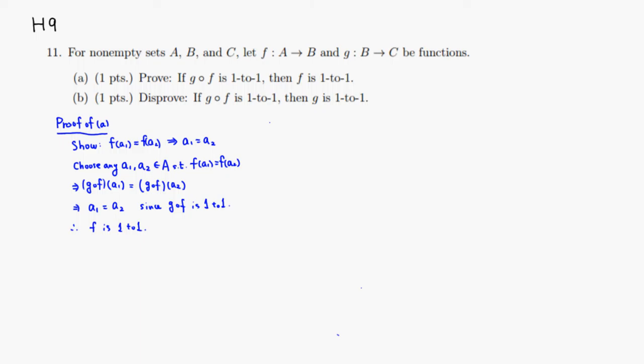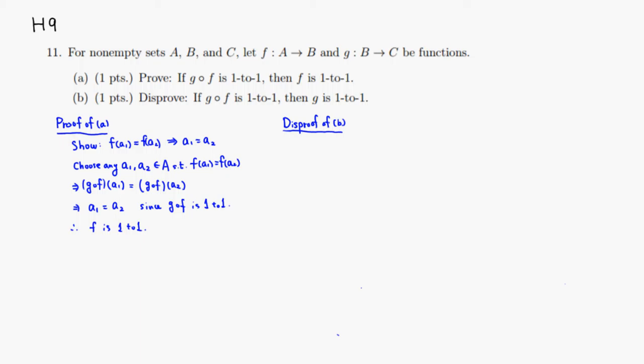And for part B, we need to disprove that if g of f is 1 to 1, then g is 1 to 1. In order to disprove this, we just have to come up with a counterexample where g of f is 1 to 1, but g is not 1 to 1. So here we want to do a disproof of B. Alright, so let's do that.